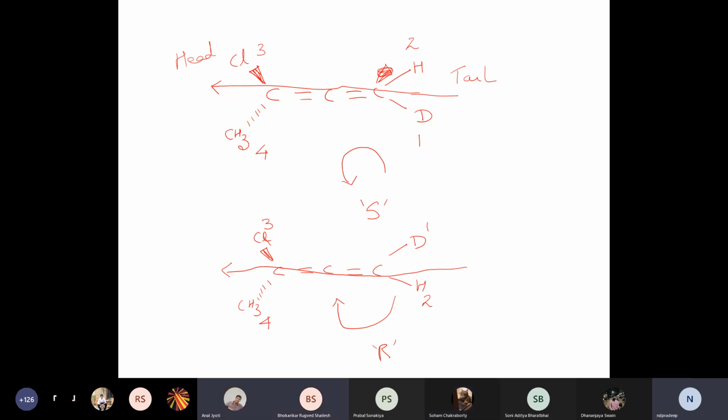Sir, but if we go 1, 2, 3, 4, then it is some S pattern. We don't consider the 4. How will you consider 4? We only look for 1, 2, 3. We go from 1 to 3 via 2. We use the lowest priority, 4, to see whether it is wedge or dash. Got it? Always go for 1, 2, 3. Because that is what we always do in CIP. 1, 2, 3, and 4 we consider to check whether it is wedge or dash.